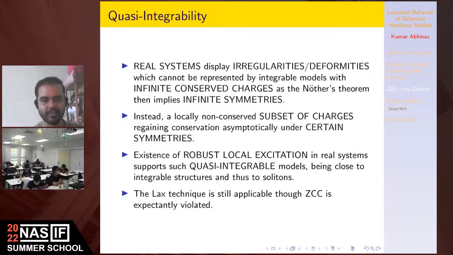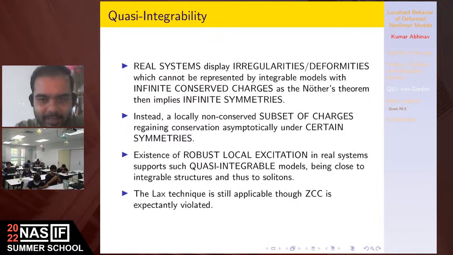So now, after understanding these solitons, integrable models and the Lax mechanism, let's go into something called quasi-integrability. The concept is that integrable models are very idealized. The main ideal aspect is that they are infinite. We consider them to be infinite. That's why we take the limit x going to infinity, t going to infinity. But actually, nobody can access those realms. We cannot be alive till t is equal to infinity.